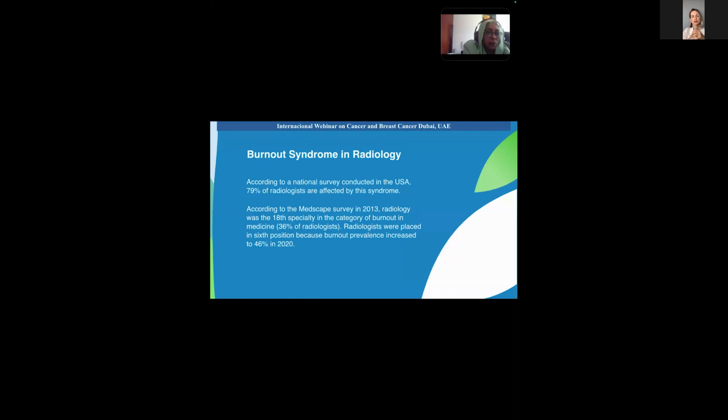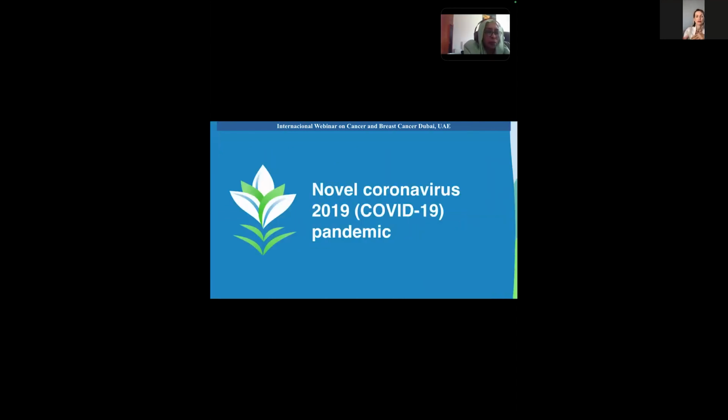According to a national survey conducted in the USA, 79% of radiologists are affected by this syndrome. In a Medscape survey in 2013, radiology was 18th among specialties in the category of burnout in medicine, so almost 36% of radiologists. And in 2020, they were placed in 6th position with 46%. That was a huge increase of burnout in very few years.